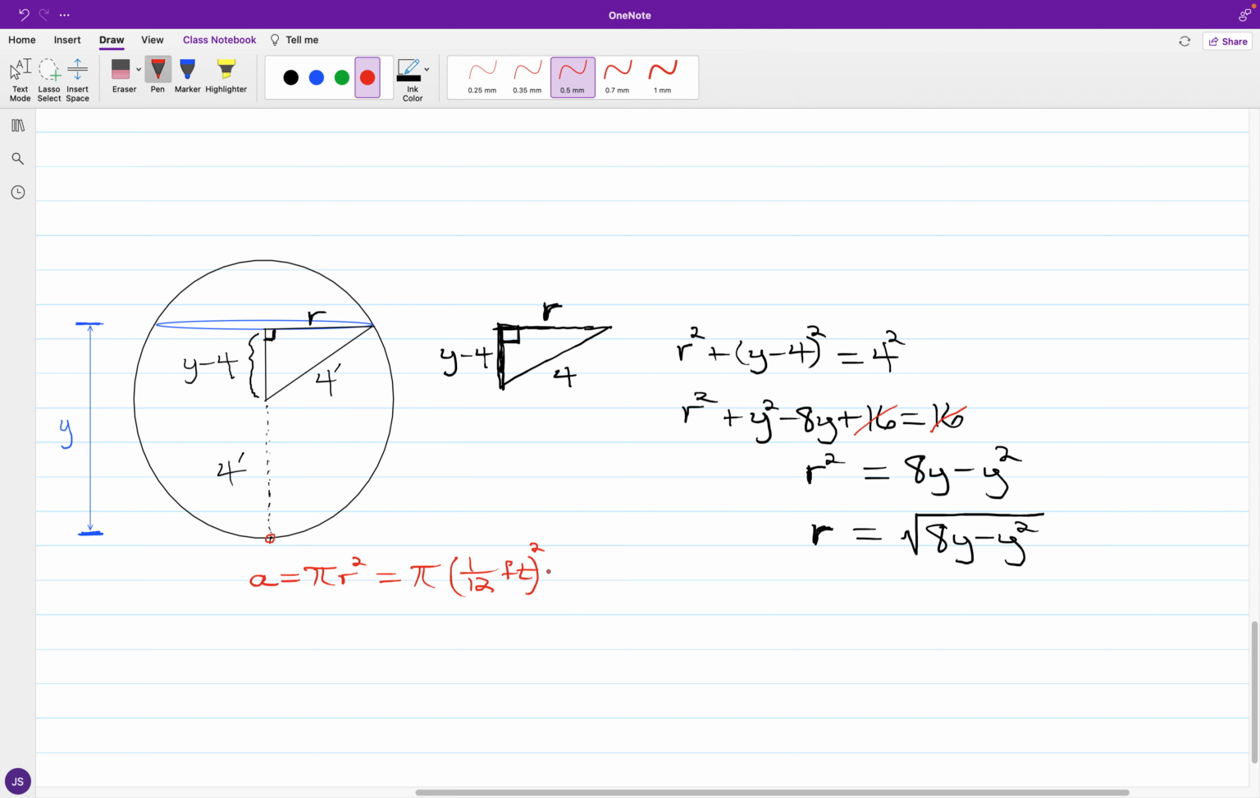And squaring out, okay, so we have pi over 144 square feet.